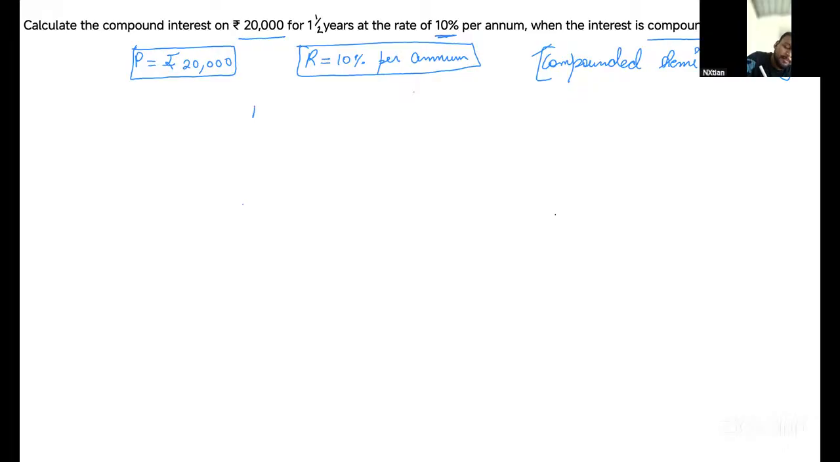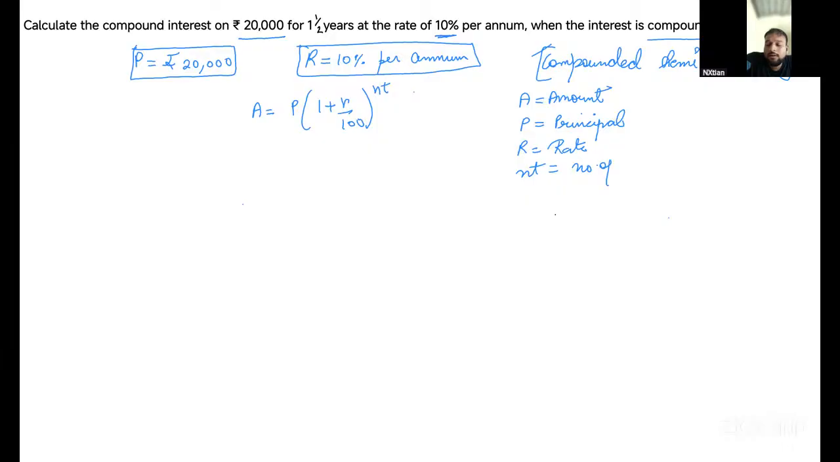Now the formula for compound interest is amount equals principal times 1 plus R upon 100, to the power NT. Everyone, don't write, just listen first. This is important. A stands for amount, P stands for principal, R stands for rate, and NT stands for number of times.